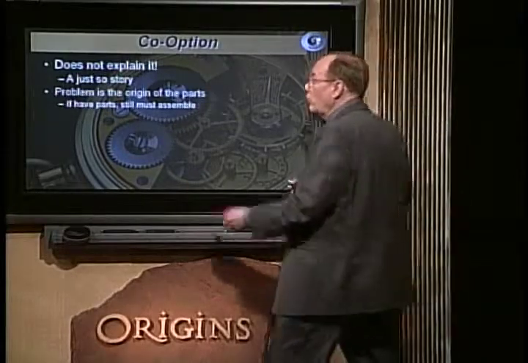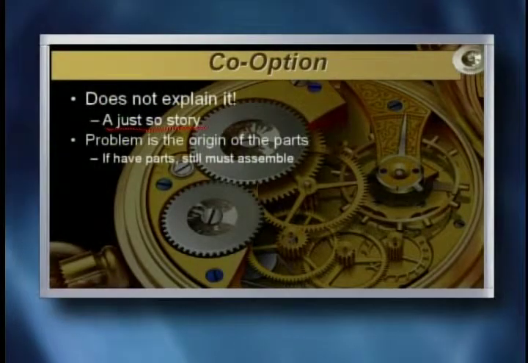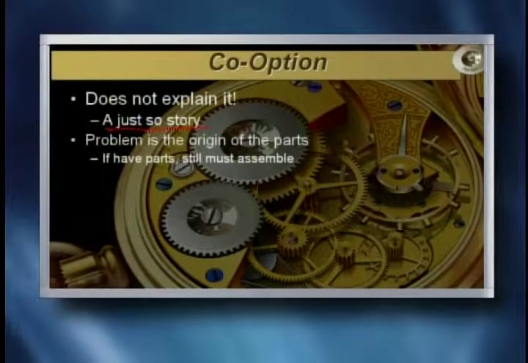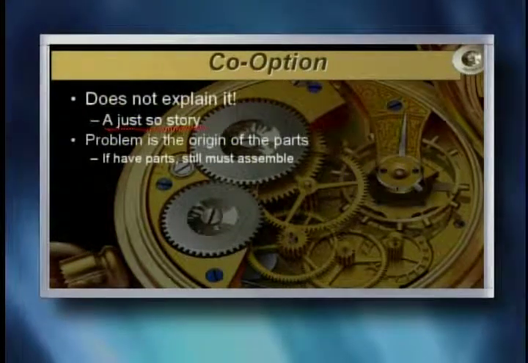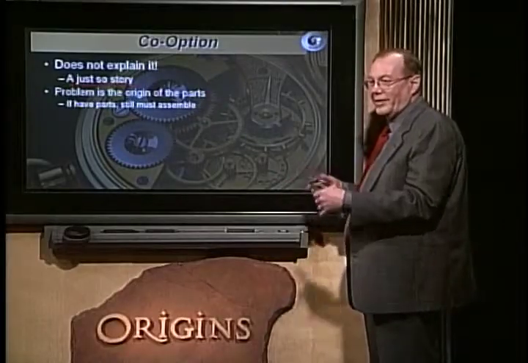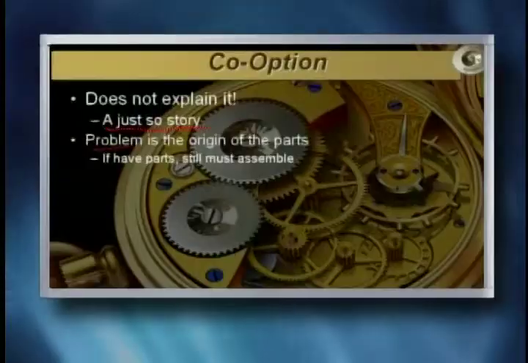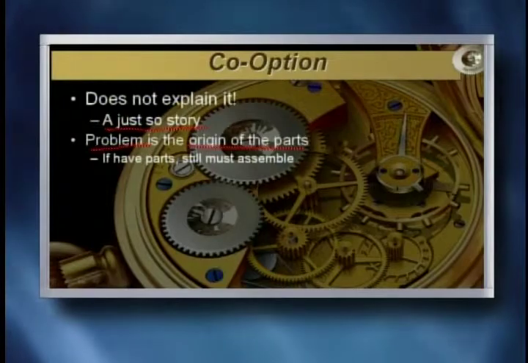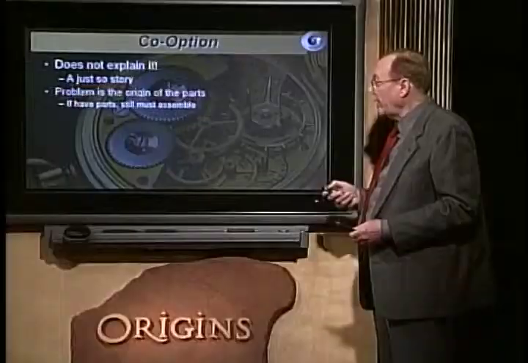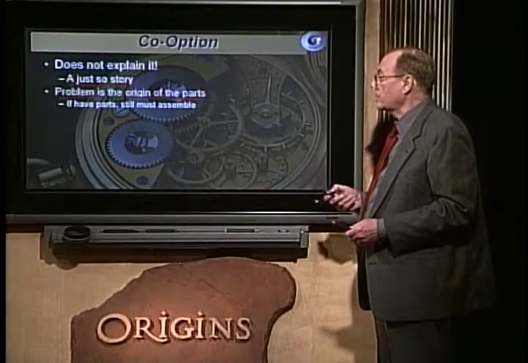This is what Stephen Jay Gould would call a just so story, which is not based on facts. It's based on somebody sitting down and saying, well, I think this might work. It's based on thoughts, on ideas. And another problem, too, that co-option has is, where did the parts come from in the first place? Co-option just says that these parts were utilized in order to produce the flagellum, but that doesn't explain where they came from. So we still have that to explain in order to utilize co-option as an explanation.